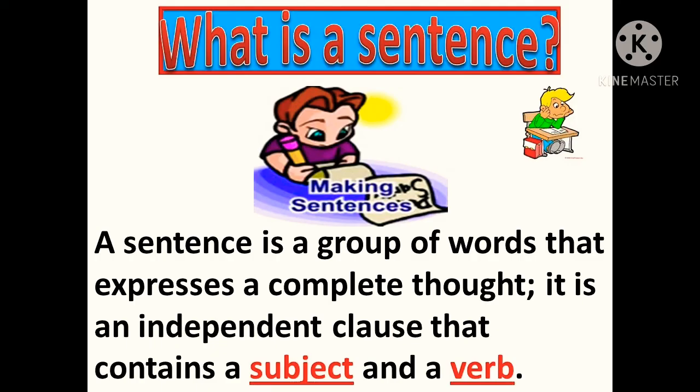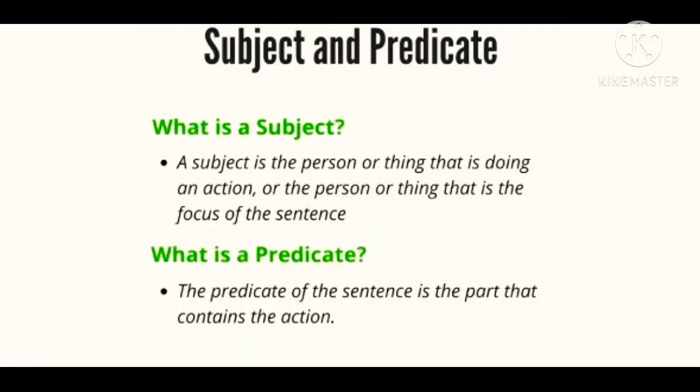A sentence is a group of words that expresses a complete thought. It is an independent clause that contains a subject and a verb. A sentence has two parts, a subject and a predicate. Now what is a subject? A subject is the person or thing that is doing an action, or the person or thing that is the focus of the sentence. What is a predicate? The predicate of the sentence is the part that contains the action.